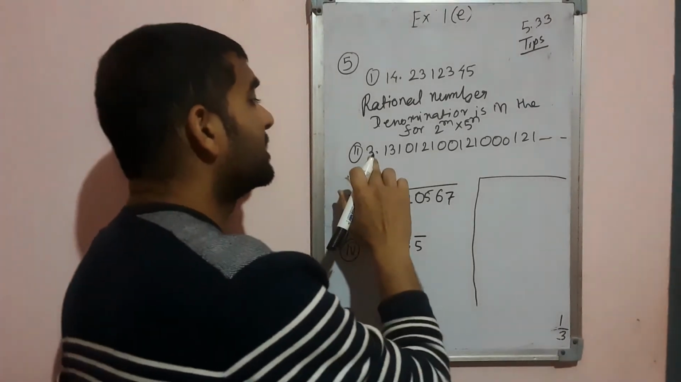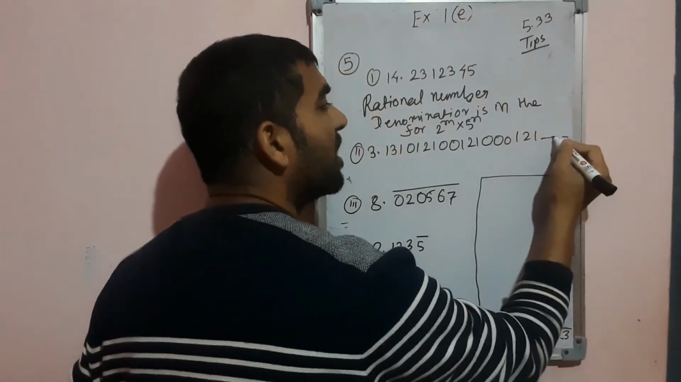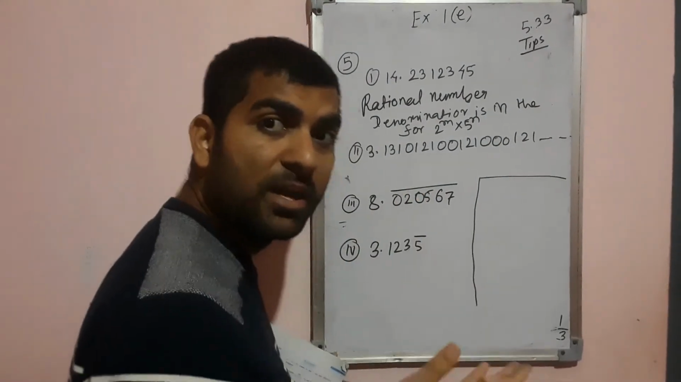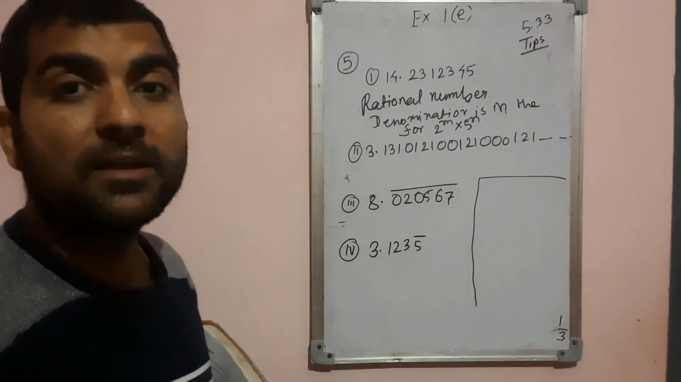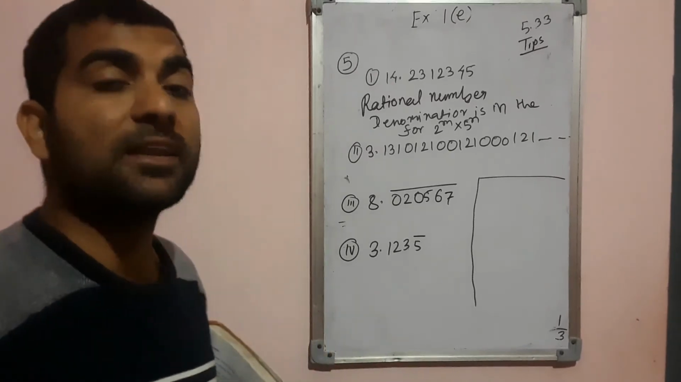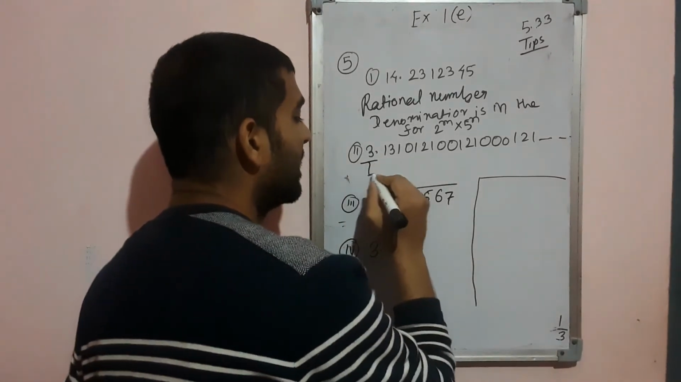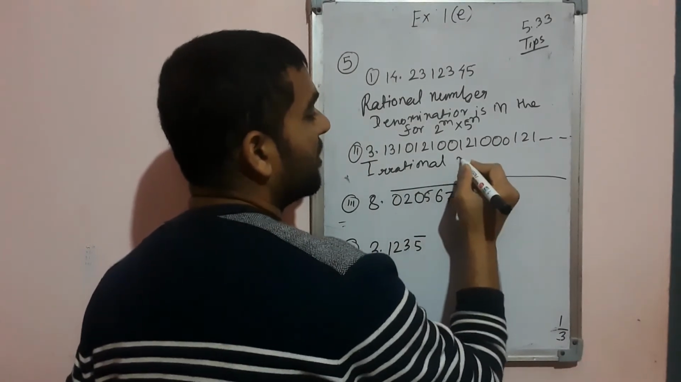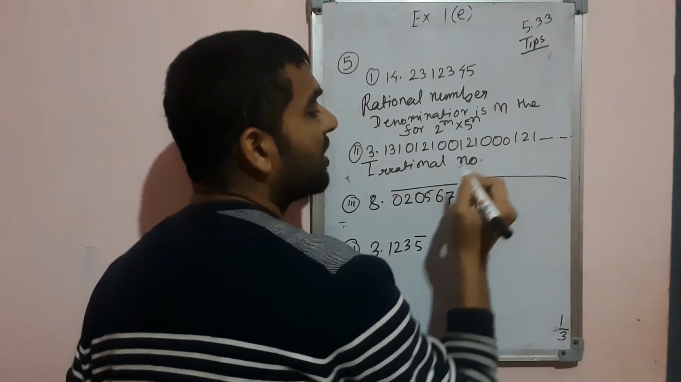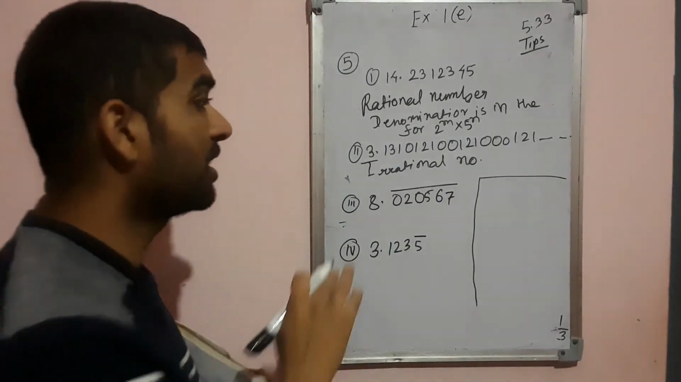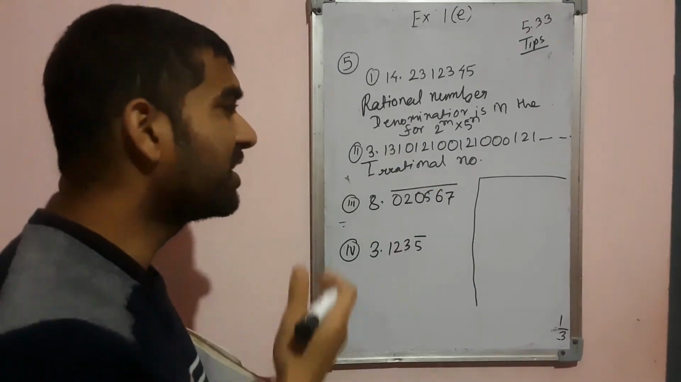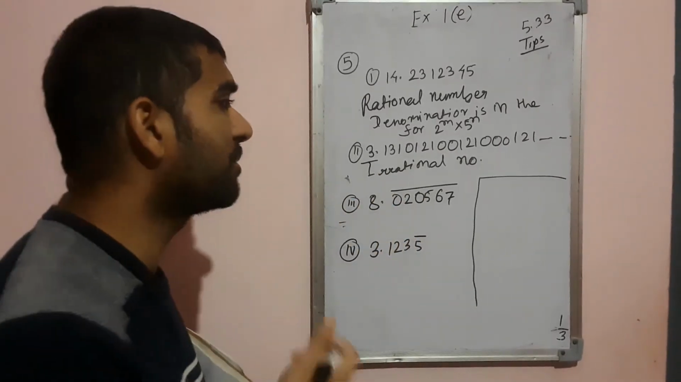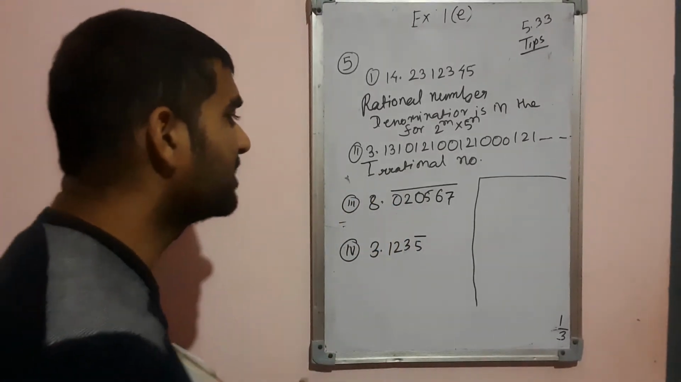Same thing here. See, 3.13, we don't know how many numbers are repeating here, so we cannot write in the form of P by Q. If you cannot write in the form of P by Q, it means what? Irrational number. And if it is an irrational number, we don't have to talk about the denominator, because we cannot write in the form of P by Q. What's the use of talking about the denominator? We don't have a denominator here.